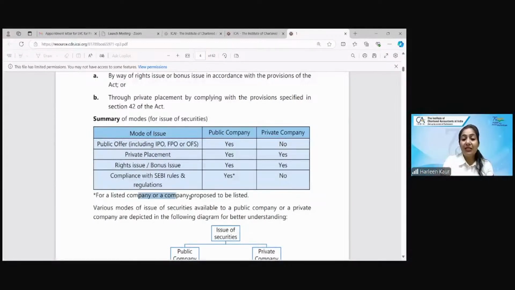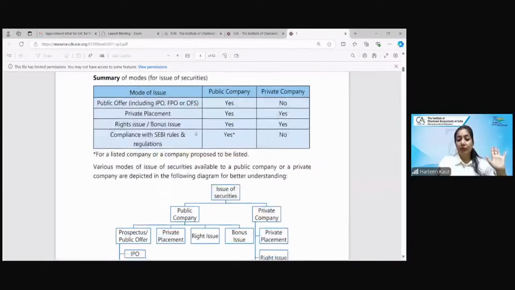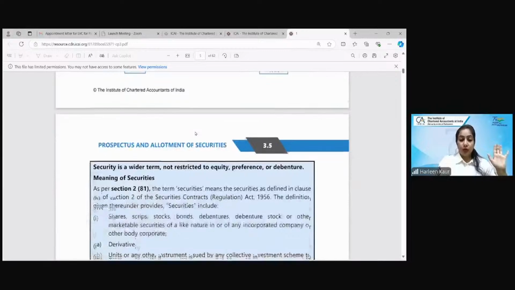It applies to a company which is listed or proposed to be listed, which is very important. For an unlisted public company, there are no SEBI rules and regulations. If you are getting your shares listed, either already listed or proposing to list, then only you have to follow the SEBI rules and regulations. The details of the rules are not here; it is just telling you that you have to comply with SEBI. So this we have done.